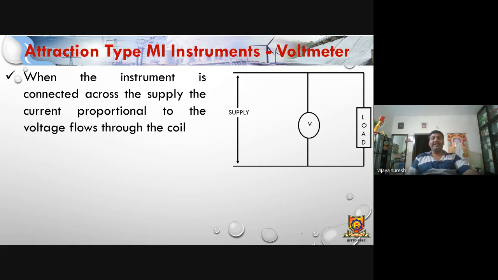When the instrument is connected across the supply, let's keep that in mind. Whenever you are using this voltmeter, we should connect across, here plus minus or phase neutral. So whatever we are using, either plus minus or phase neutral.